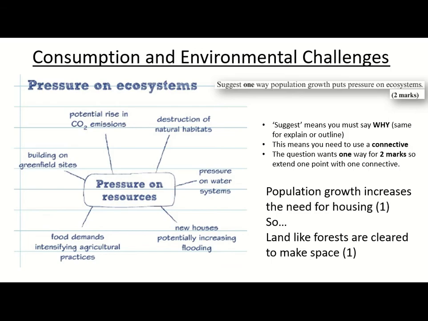That's a really basic example, but it shows you just how quickly you can put together a question that looks quite intimidating. Suggest one way population growth puts pressure on ecosystems. Population growth increases the need for housing. Tick. So land like forests are cleared to make space. Tick, tick. There we go.